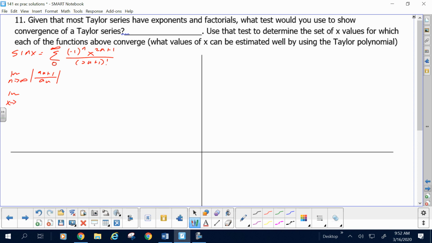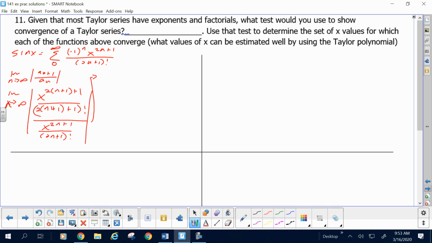And for this function then, that would look something like, I'm going to blow off the -1 because of the absolute value. And it would be x to the 2n plus 1 plus 1 over 2n plus 1 plus 1 factorial, over x to the 2n plus 1 over 2n plus 1 factorial. Hope I have enough room here. I wrote small on paper.